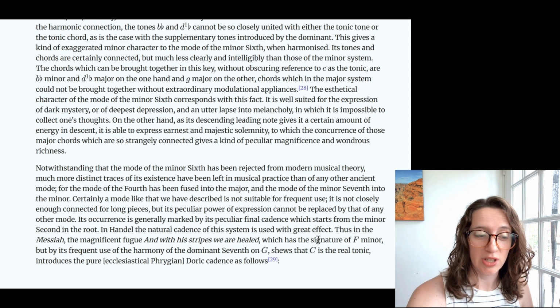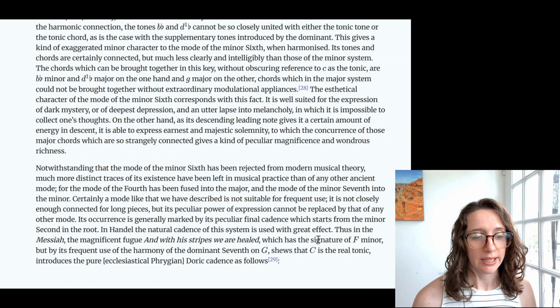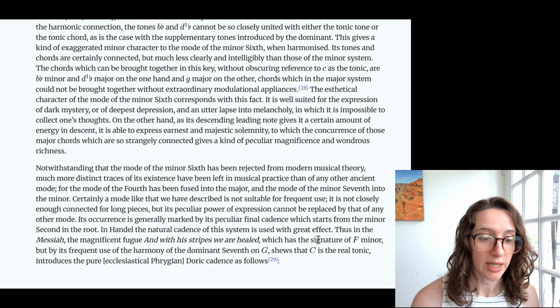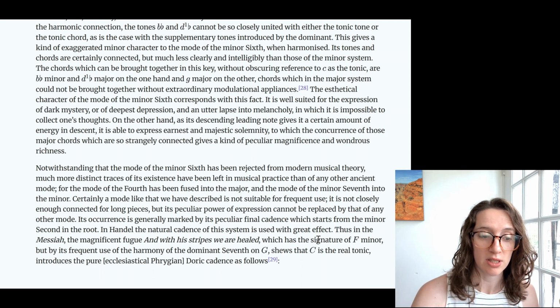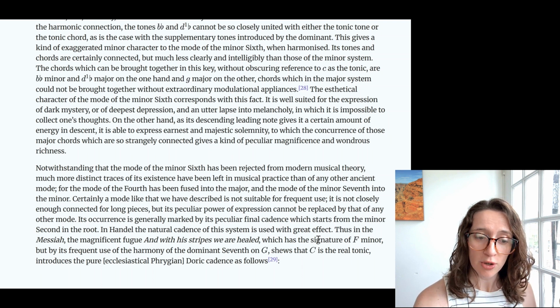It is well suited for the expression of dark mystery or of deepest depression and an utter lapse into melancholy in which it is impossible to collect one's thoughts. On the other hand, as its descending leading note gives it a certain amount of energy in descent, it is able to express earnest and majestic solemnity.